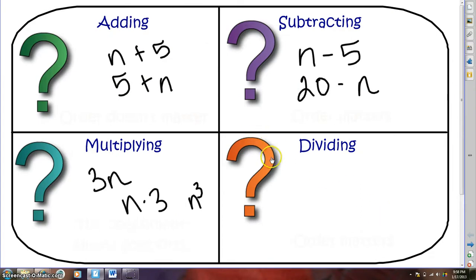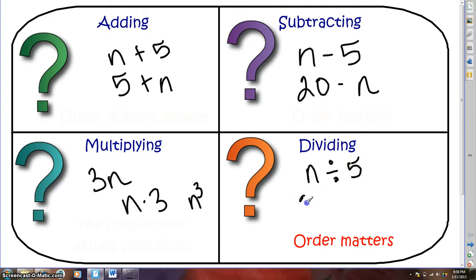So if we look at dividing, just like with subtracting, the order that we write them in matters. We might see words like quotient, per, miles per hour. That means to divide. But the order that we put them in matters. So the first number has to be the group. We don't know how many are in our group, but we're going to split it into 5 groups, or into groups of 5.